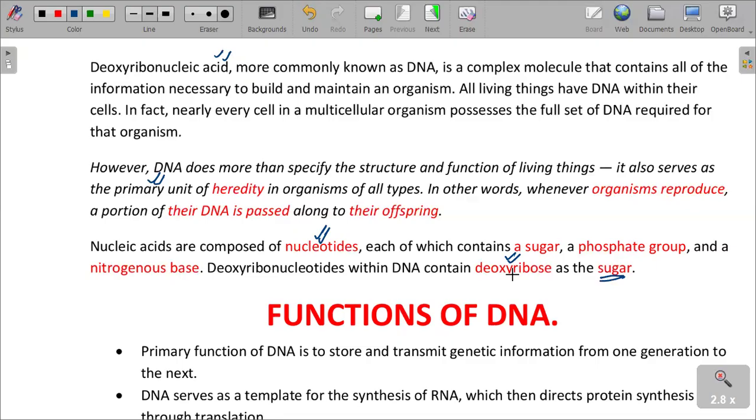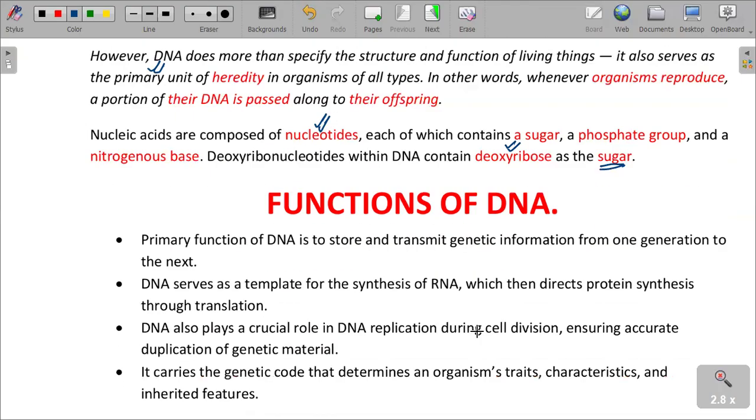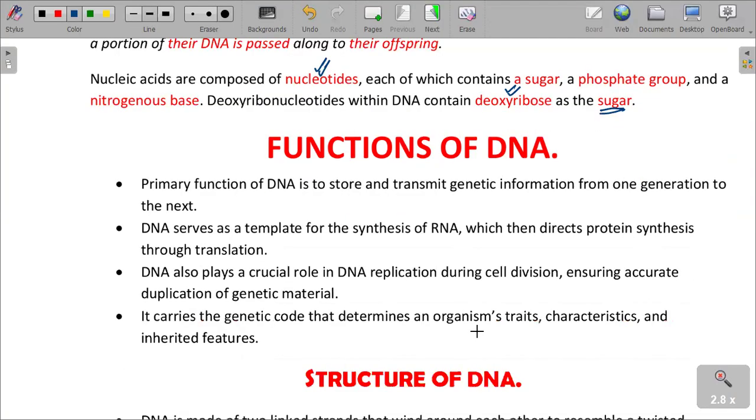I'm sure you need to take note of that, and make sure that you don't make mistakes. Note it down that DNA has got a sugar that is carried on the nucleotides, which is also known as the deoxyribose sugar. So I'm sure that you are going to make sense of it as we go.